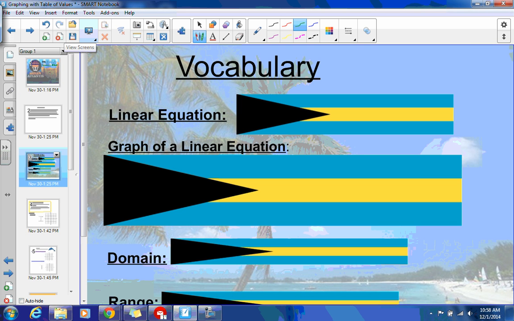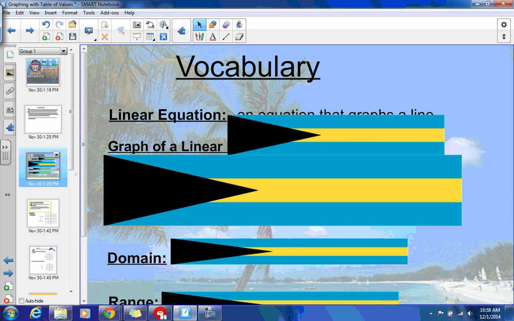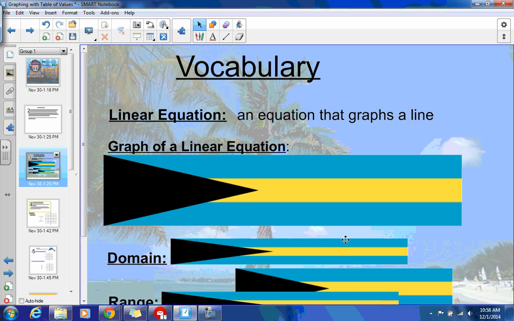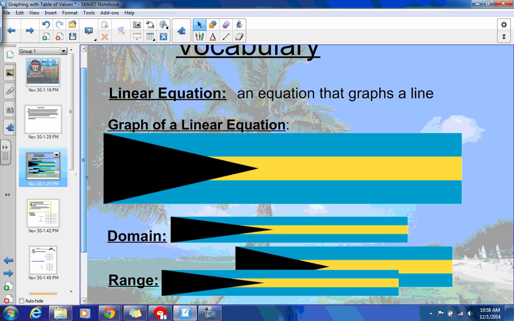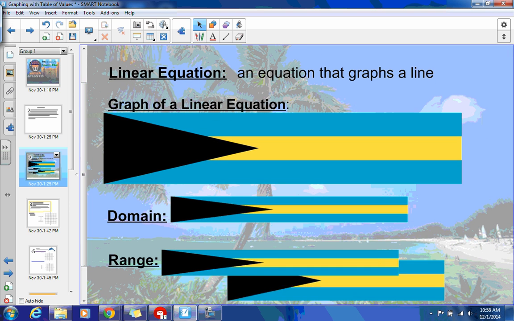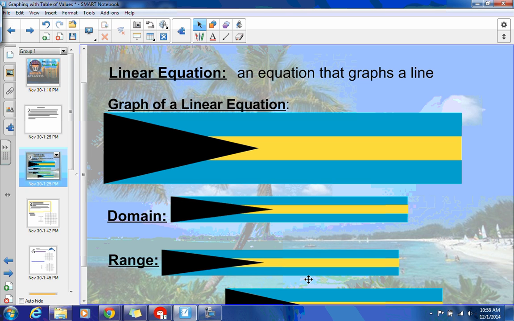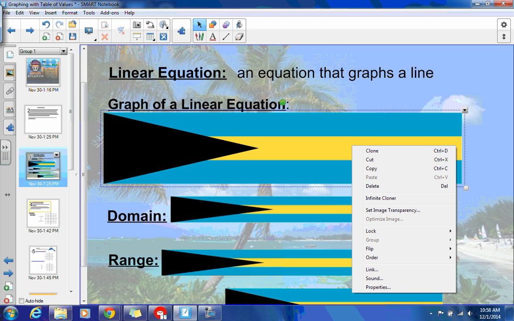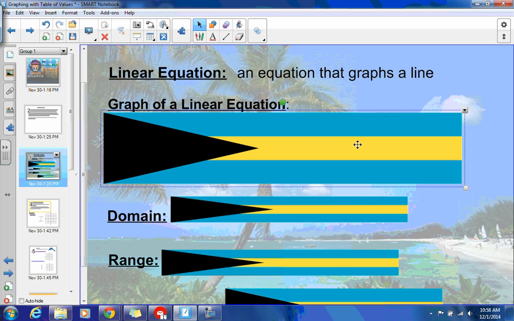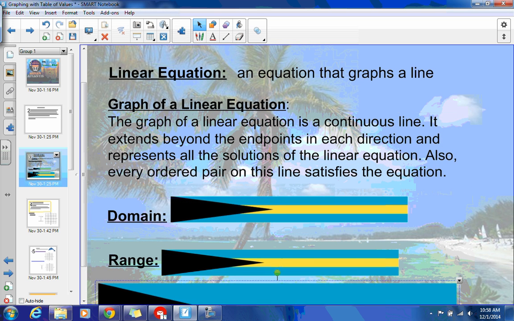The first term is linear equation, and this is something that's reviewed, but you've got to know that a linear equation is an equation that graphs a line. So we're going to be seeing linear equations today. Second one, this isn't something you need to have memorized, but you need to know the idea of the graph of a linear equation. We know that it graphs a line, but more specifically, lines go on forever.